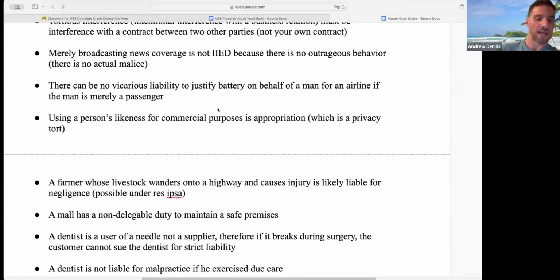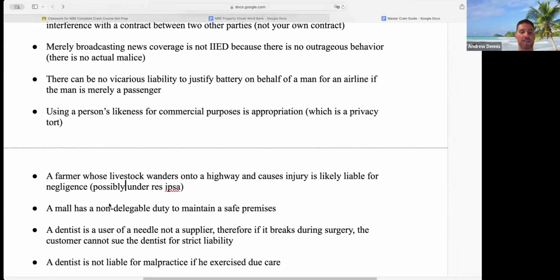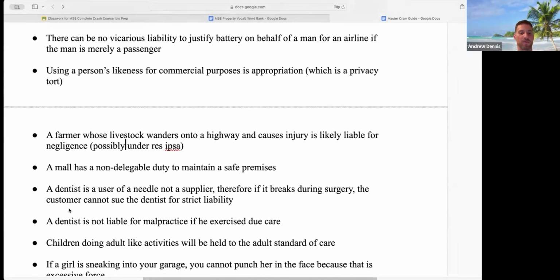A farmer whose livestock wanders into a highway and causes injury is likely liable for negligence, possibly under res ipsa loquitur. Like, how else would the cow have gotten into the street? A mall has a non-delegable duty to maintain a safe premises. A hotel, an inn, certain places have non-delegable duties.